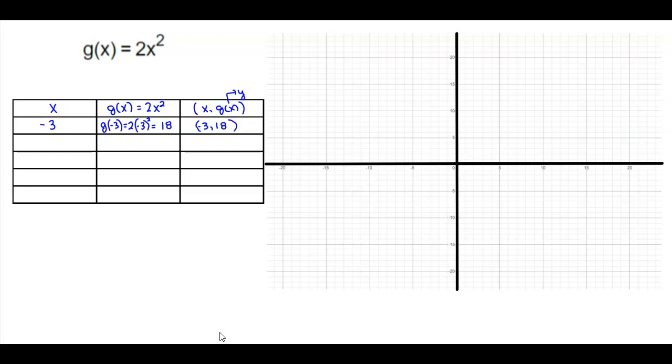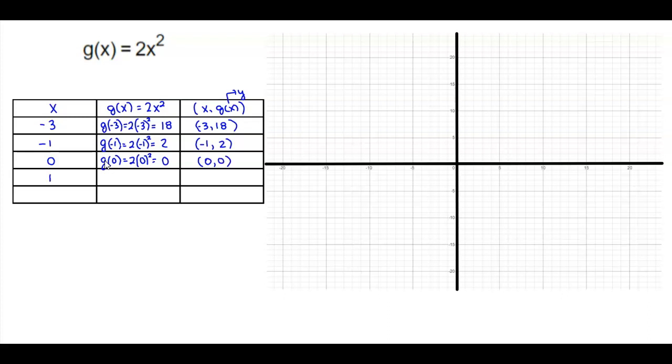Okay, let's go ahead and pick another value that's negative. So let's say -1. We put in g of -1, so this is 2 times -1 squared. -1 squared is positive 1, times 2 is positive 2. So therefore we have -1 and then positive 2. Now let's choose 0. We're going to plug in g of 0, so that's equal to 2 times 0 squared. Well, 0 squared is 0, times 2 gives us 0. So we know it's going to be 0, comma 0.